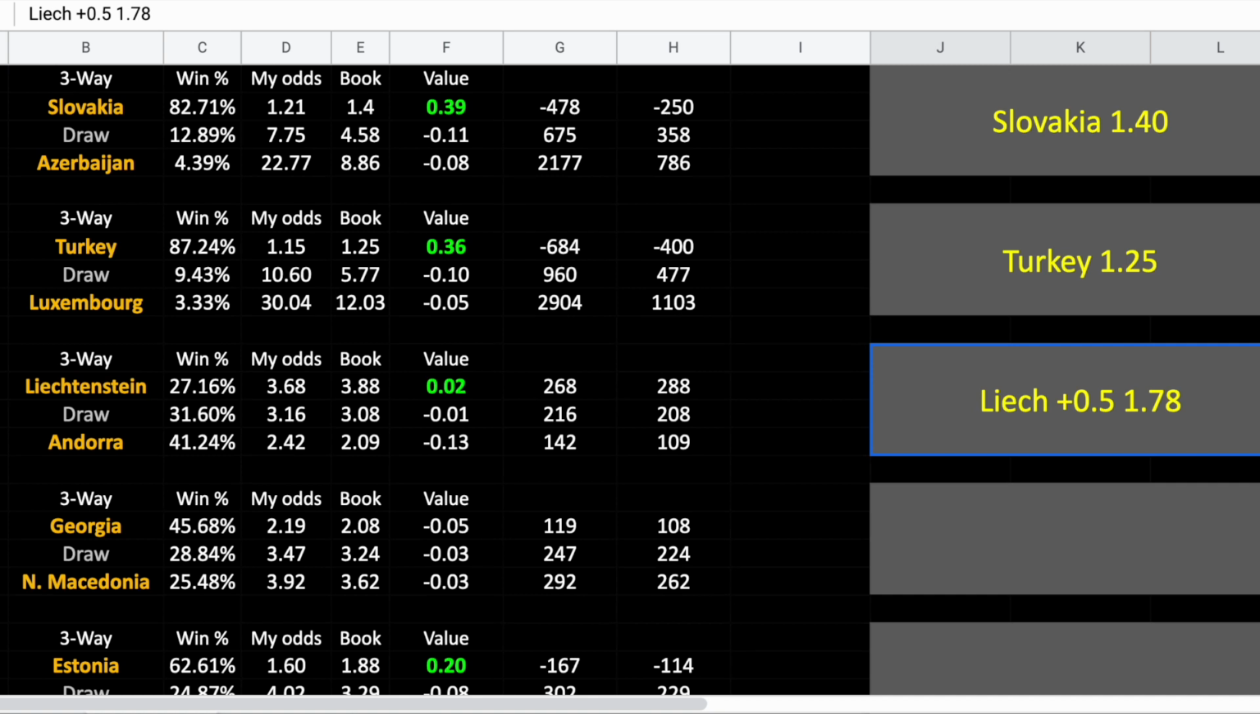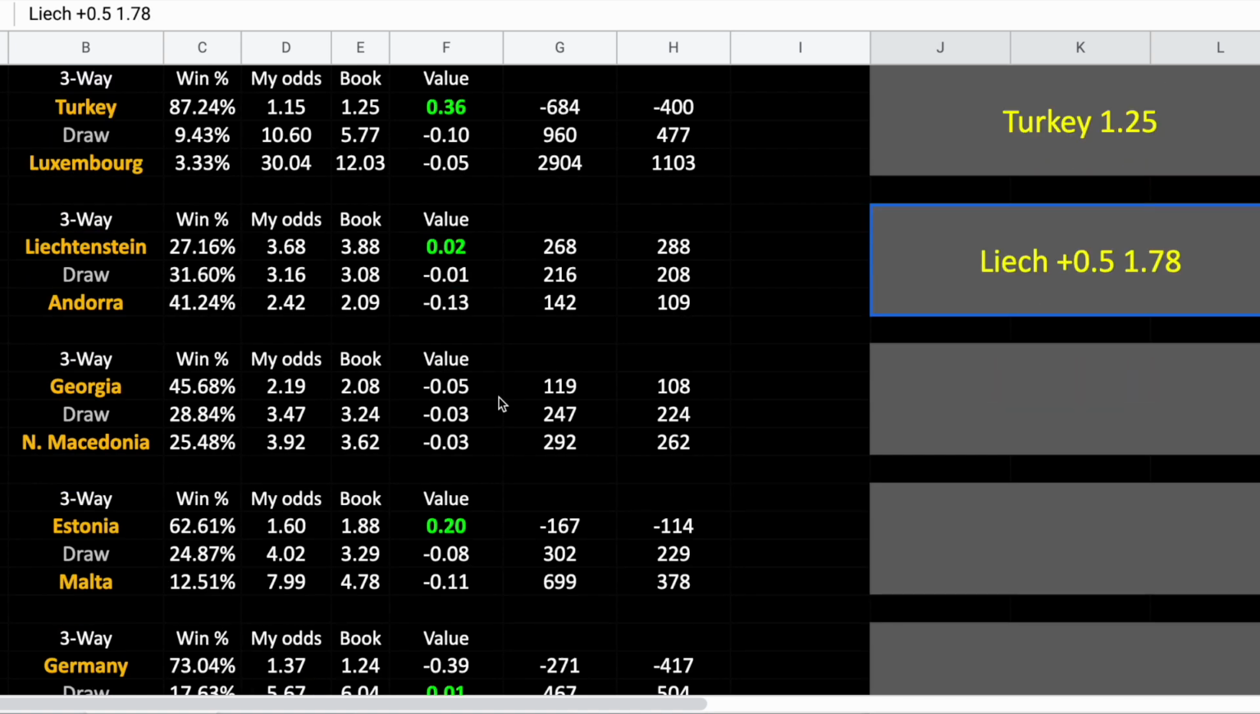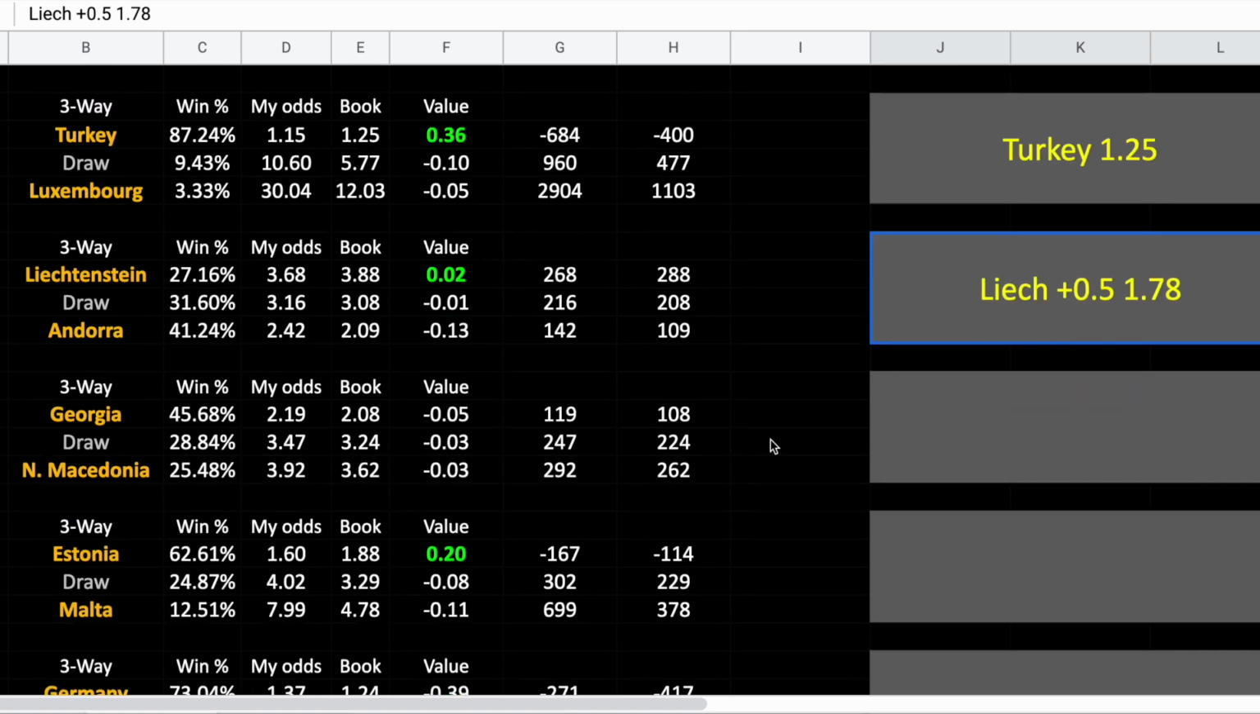I think this is the best bet in this game if I need to pick, but the value is really small, so the odds are pretty close to fair. Okay, Georgia against North Macedonia, there is no value in this game. Estonia, Malta, this is one of the best bets, I think. Estonia against Malta, bookmakers' odds 1.88, my projected odds 1.60, so I would go with Estonia at 1.88 to win against Malta at home. I think this is the best bet in this game.